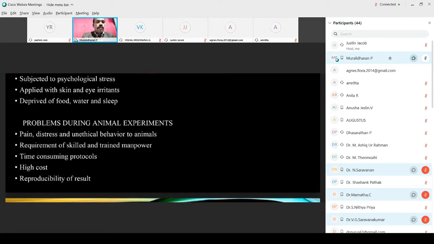The last point is very important here because when you do an animal experiment, it gives one type of answer for us. When we repeat the same experiment in another season, then the reproducibility of the result is not the same. There are slight variations in the results. So these are the problems which we face when we use animal experiments. That is the reason why we are changing to alternative models in drug discovery.